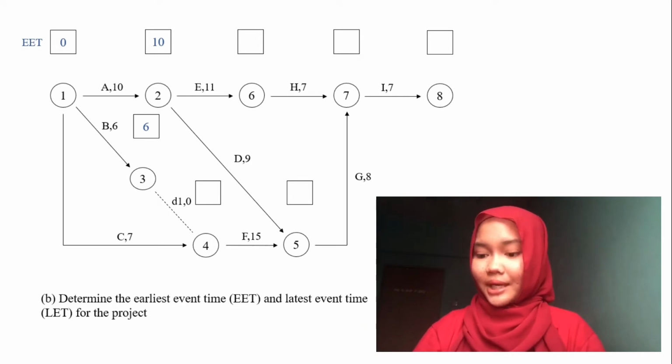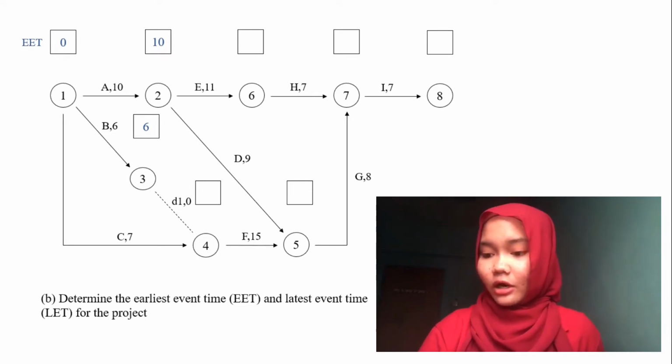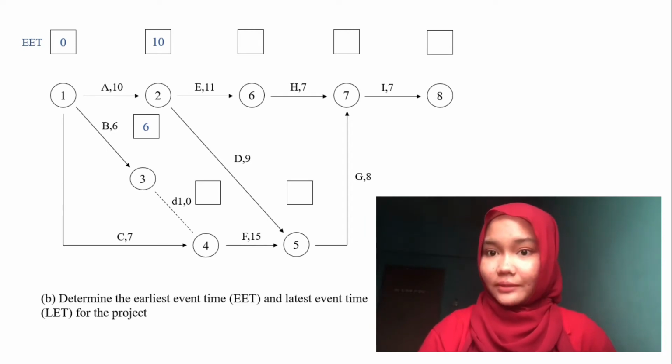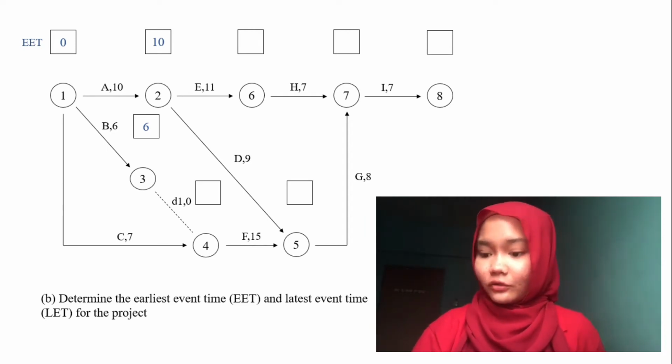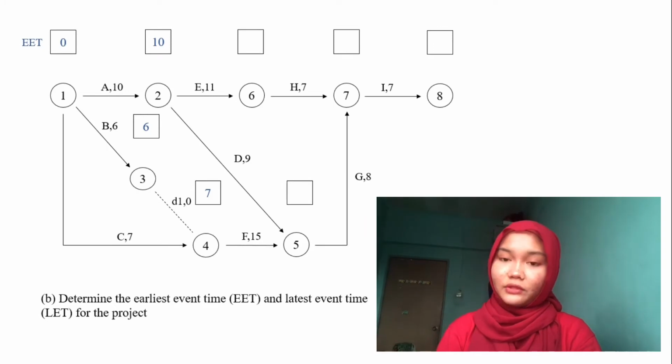Okay, next, node number 4, which has two activities, one of which is a dummy. We refer to the EET of node number 3, which is 6, and we add dummy, 0, so it equals 6. And from activity C, we refer to the EET of node number 1, 0, and we add activity C, 7, and it equals 7. And if we have two options like this, we must choose the highest one. So we choose 7.